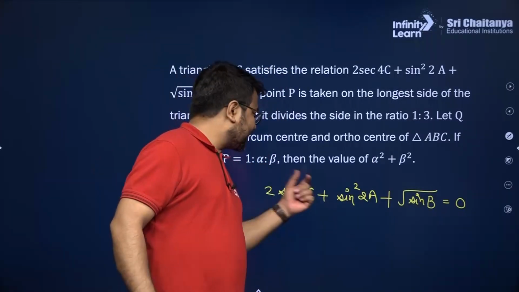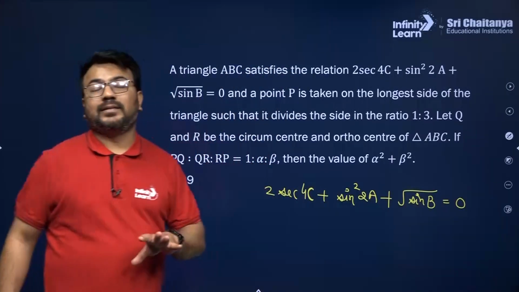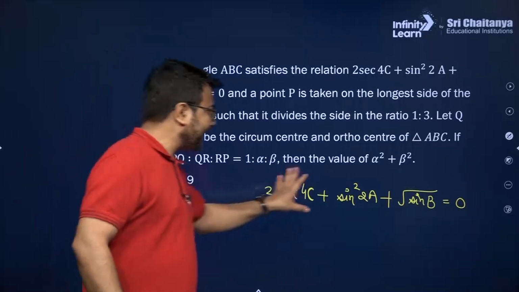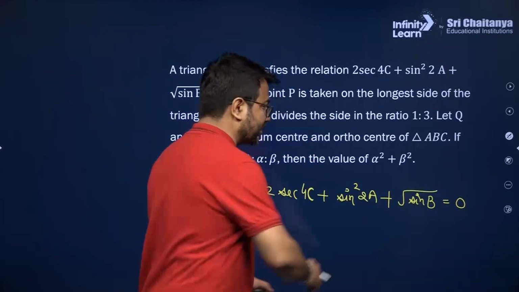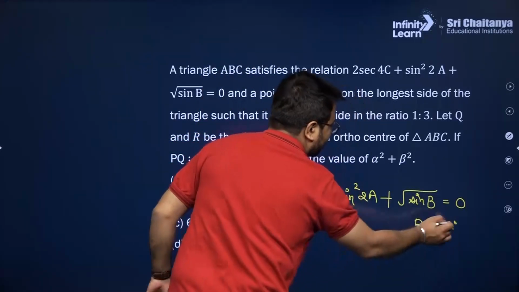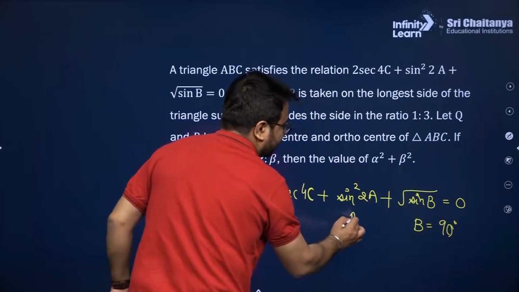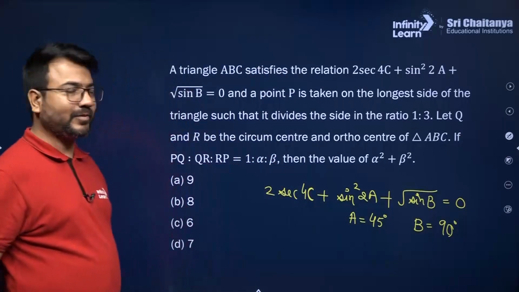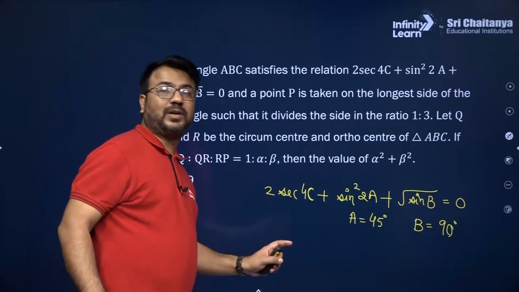The minimum value of sec on the positive side is 1, and if it is multiplied by 2, it is 2. So for the sum to equal 0, this should be 1. That means B should be 90. This should also be 1. That means A should be 45. So 45 into 2 will become 90, and sine 90 will be 1. And this should also be 1.